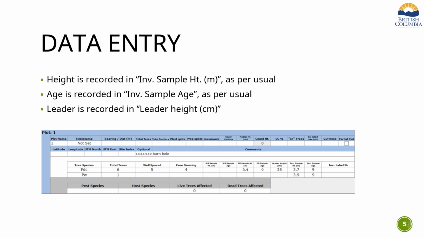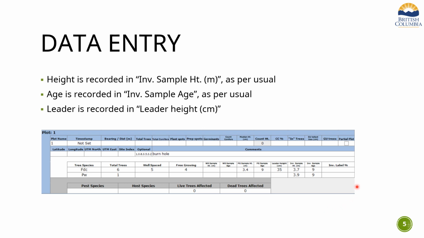All right, let's start with the easy data entry. Your Swiss needlecast height and age will match with your inventory height and age since they are both based on the tallest Douglas fir tree within your 3.99 meter plot. So you don't need to do anything extra. You'll just record it as per normal in your inventory sample age and inventory sample height columns.